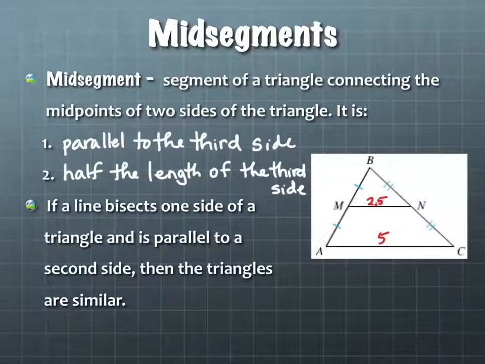If a line bisects one side of a triangle and is parallel to the second side, then the triangles are similar. So again, we established that we created these similar triangles because the lines were parallel, right? And we had these other features. Well, if we have the parallel and the bisecting parts as well, then we also get that the triangles are similar. Again, another one of those reverse arguments that actually works.